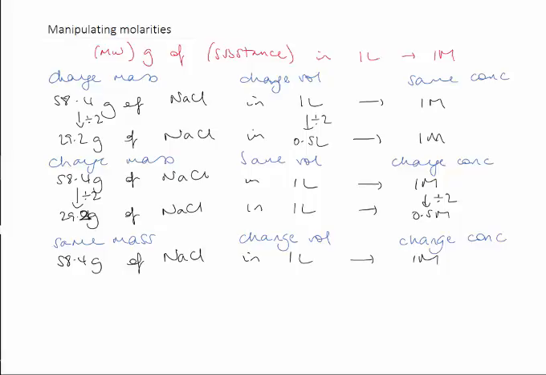Then we could, and let's say we don't have 1 litre, we have half a litre, but we still have our 58.4 grams of NaCl. This is half as much. We've got a smaller volume but the same amount of stuff, so there our concentration is going to be twice as much. So you just need to think a bit logically about how to change your values here so it all stays true.